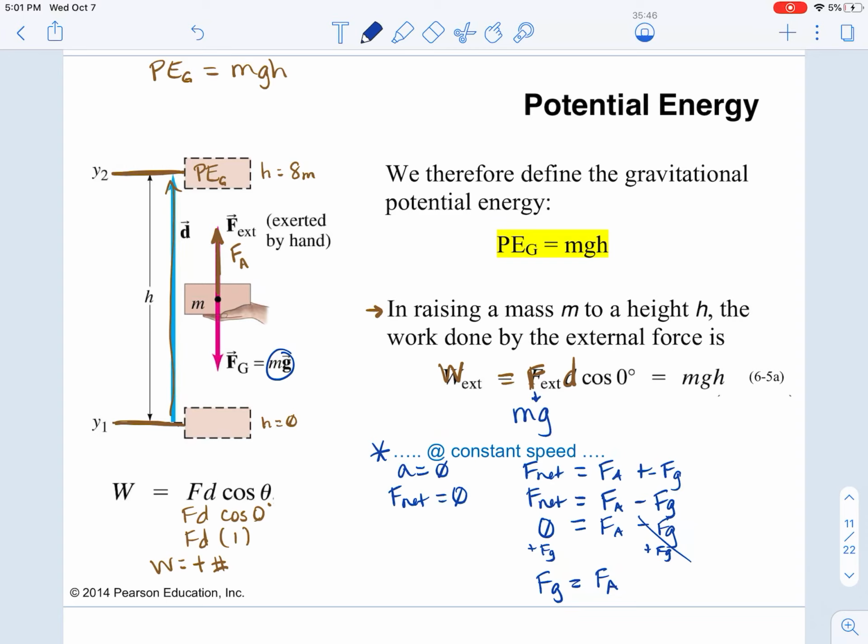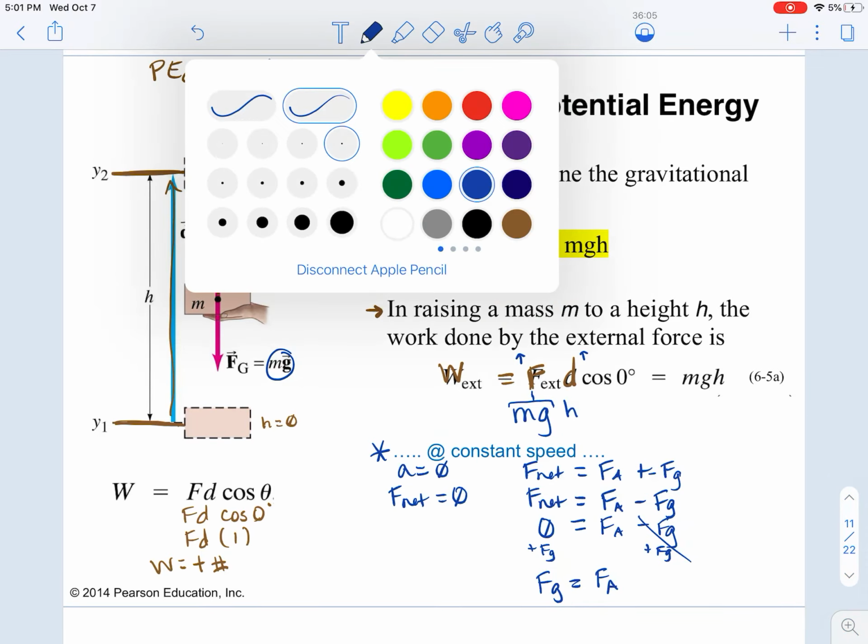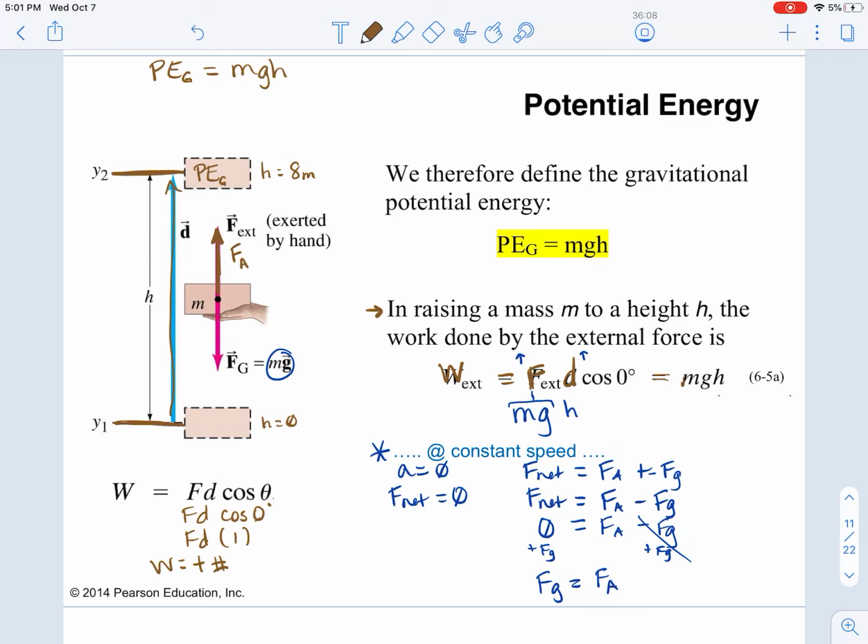And since my displacement is in the upward vertical direction, then that means this could also be expressed as a height. And so that's why you see here that it says work is equal to mgh. Now this is whenever we are lifting our object. Specifically, when our object is lifted at a constant speed, then our applied force is going to be equal to that gravitational force downward, okay?